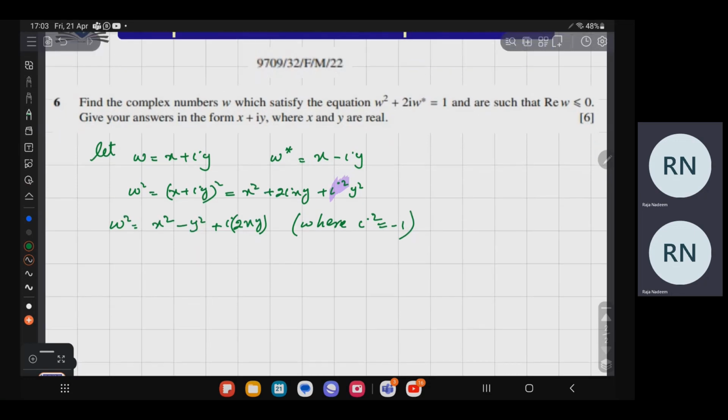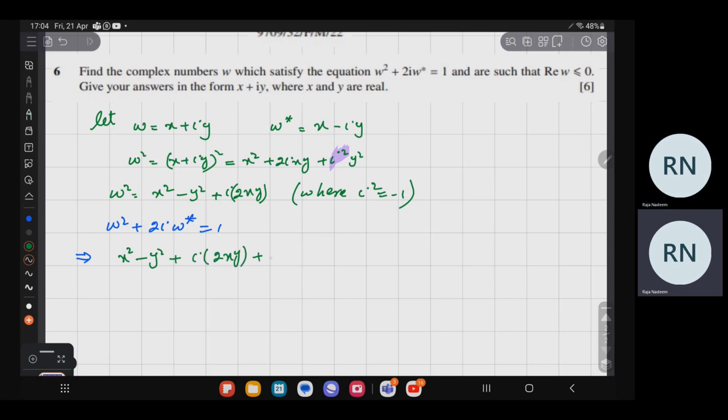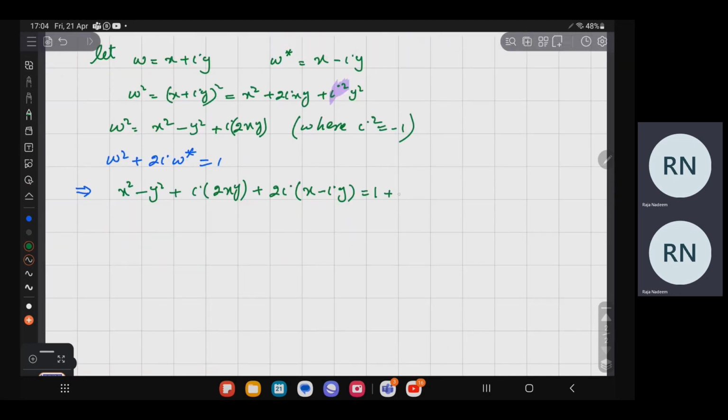Okay, now we put all these values into the equation. The equation says that w squared plus 2i w conjugate is equal to 1. This implies, substituting the values, w squared is x squared minus y squared plus i times 2xy, plus 2i times w conjugate, which is x minus iy, is equal to 1. Because it is a complex number, we can write 1 as 1 plus 0i.